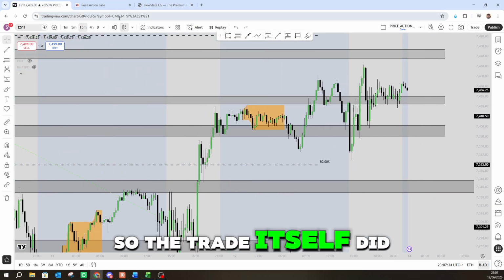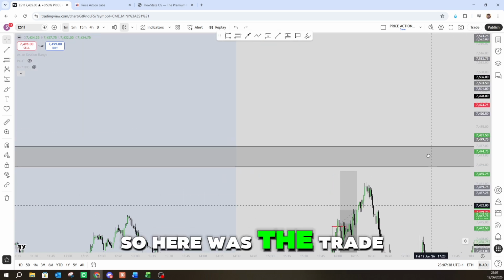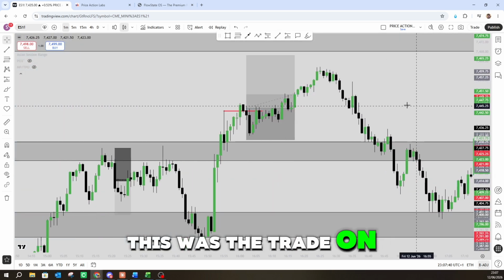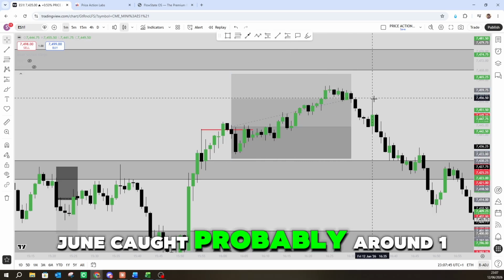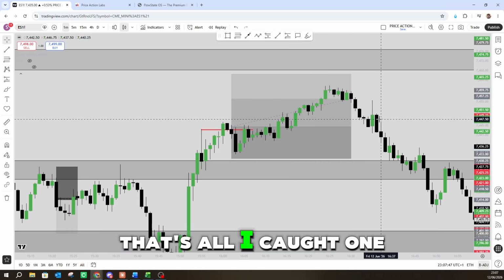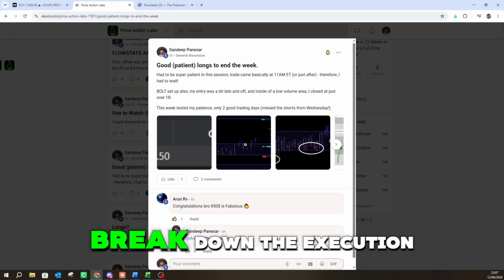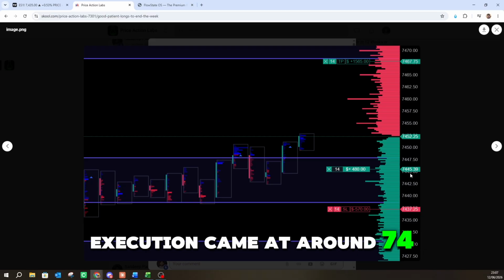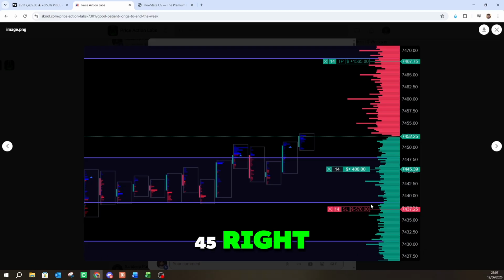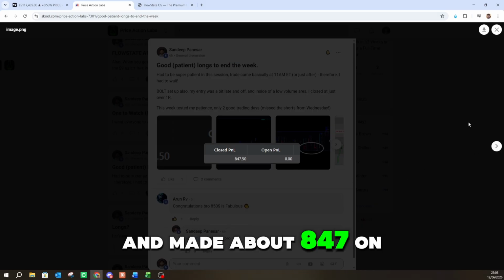So the trade itself did not have spectacular follow through, and I'm going to break it down. So here was the trade, right? This was the trade on ES futures. So Friday the 12th of June, caught probably around 1R. That's all I caught, 1R, 1 to 1. Yeah, nothing spectacular. So if we break down the execution, it came at around 74.45, right? Stops at around 74.37, and made about 847 on the day.